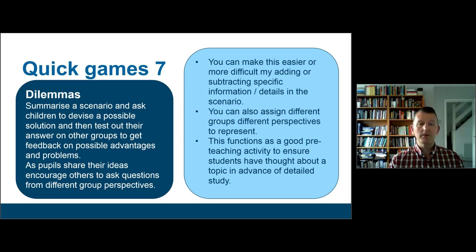The seventh quick game we're going to mention is historical dilemmas. So the teacher could summarise a scenario and ask children to devise a possible solution, and then test out their answers on other groups to get feedback on possible advantages and problems. As pupils share their ideas, you can encourage others to ask questions from different group perspectives.